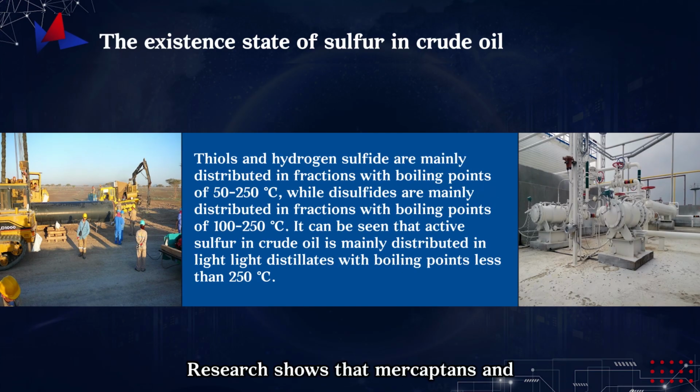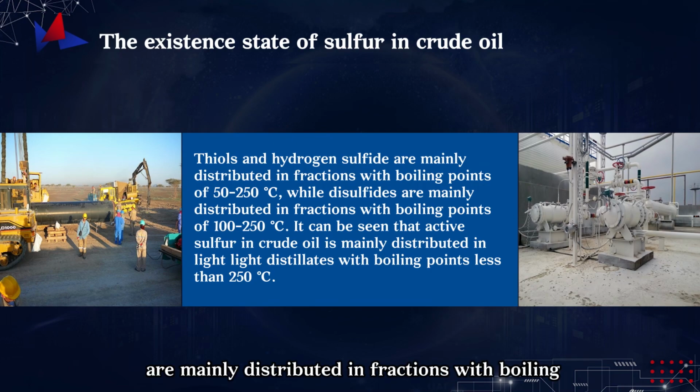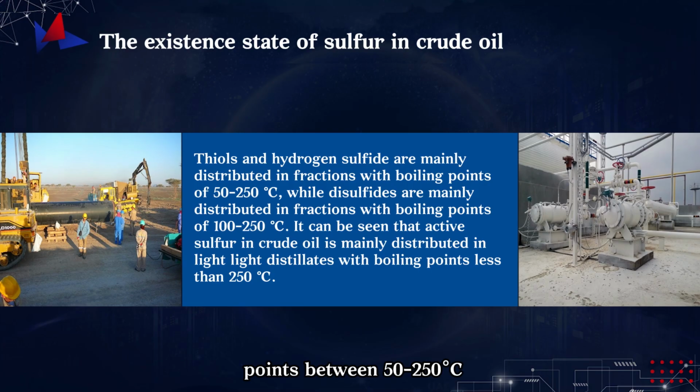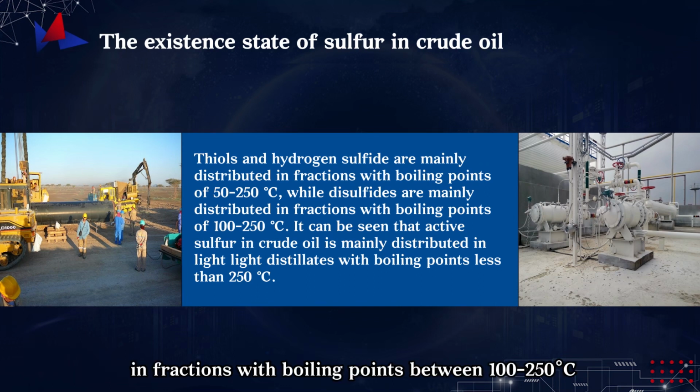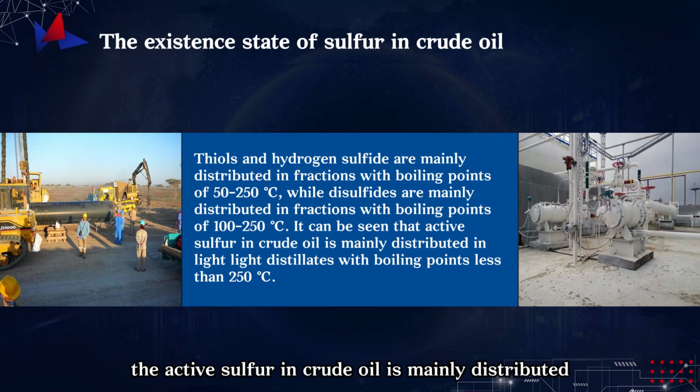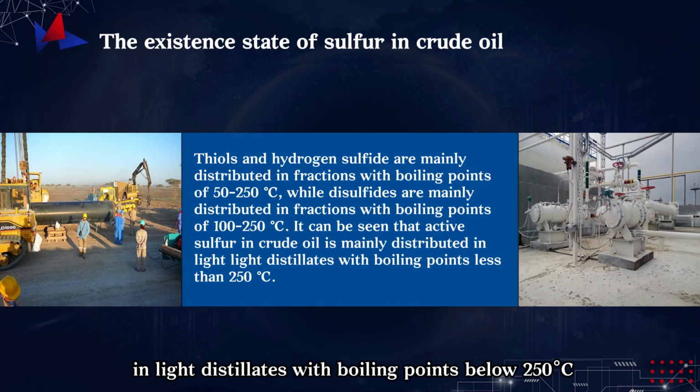Research shows that mercaptans and hydrogen sulfide are mainly distributed in fractions with boiling points between 50 to 250 degrees Celsius. Elemental sulfur and disulfides are mainly distributed in fractions with boiling points between 100 to 250 degrees Celsius. That is, the active sulfur in crude oil is mainly distributed in light distillates with boiling points below 250 degrees Celsius.